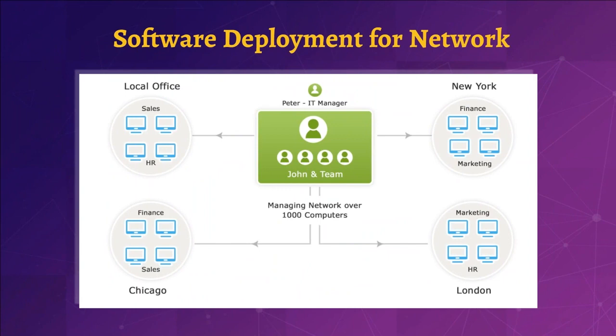To understand how software deployment works for networks, we will consider a specific scenario where Peter is the IT manager, and he has John and his team, who have specific tasks while managing a network of 1,000 computers. John and his team have different remote locations that they can manage, and they also have local offices. So Peter, being the IT manager, has given John a specific task. Let's see how John is able to complete those tasks.